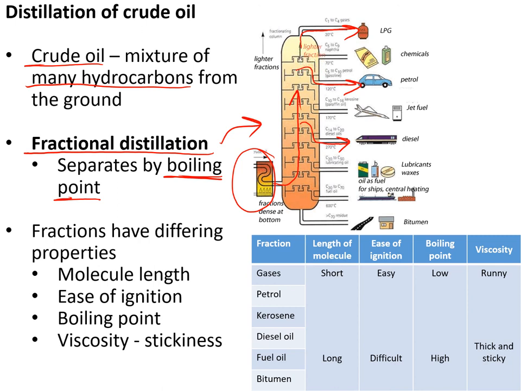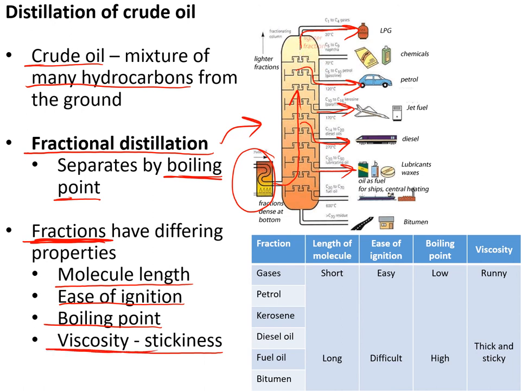Now, each one of these different things that comes out of the fractionating column is called a fraction, okay? And the fractions have differing properties based on their structure. So for example, they have different lengths of molecules. Some of them are harder and easier to burn. Some of them have different boiling points, and they have different viscosity or stickiness, okay?